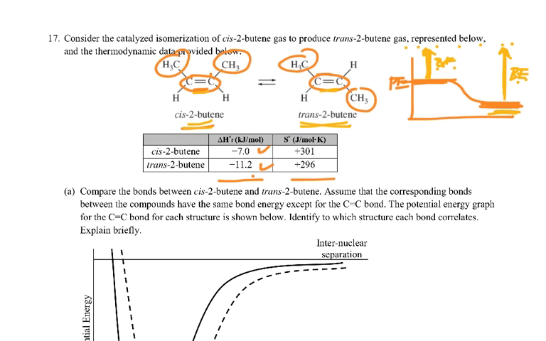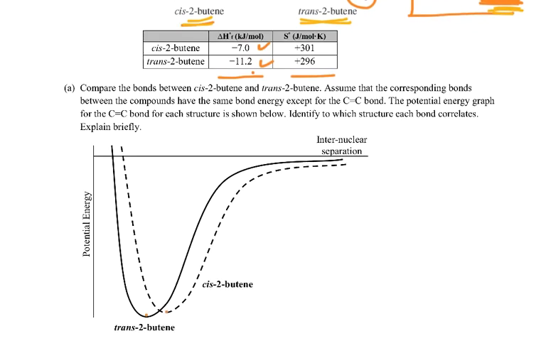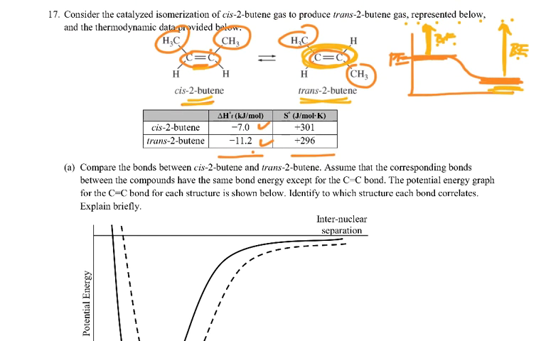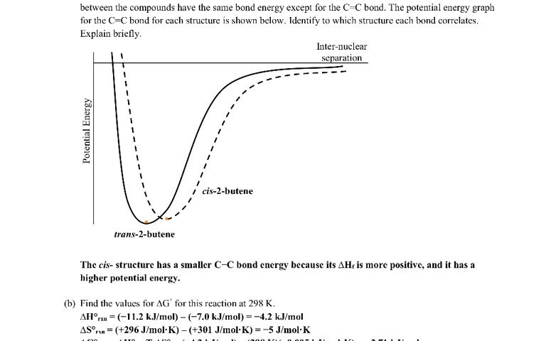So if this is a greater bond energy, that means that this C double C bond must be a greater bond energy than the first one. So if it's a lower energy, it must have a greater bond energy. So if we have a greater bond energy for the trans, that means that this longer, deeper one must be the trans, and the other one must be the cis. Because it's a longer bond energy, it must be the trans.